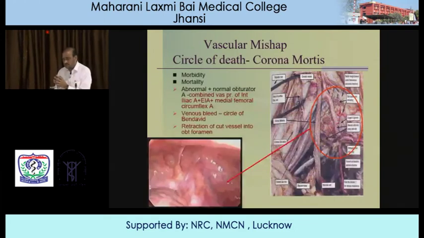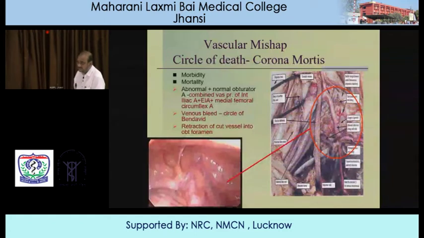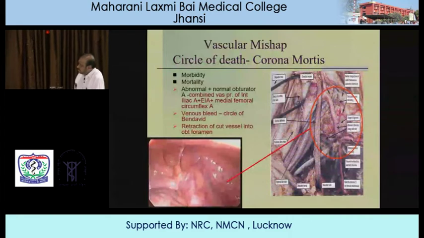Now, with these structures lying out there, what were they important for? I told you, these are areas which are very, very important. We have three defined areas whenever you do a laparoscopic repair. And these three defined areas are the areas where you're going to cause maximum chances of injury to the patient. The one which is very important is the corona mortis, the circle of death. Why is it the circle of death? Because this is an area where you may be damaging.